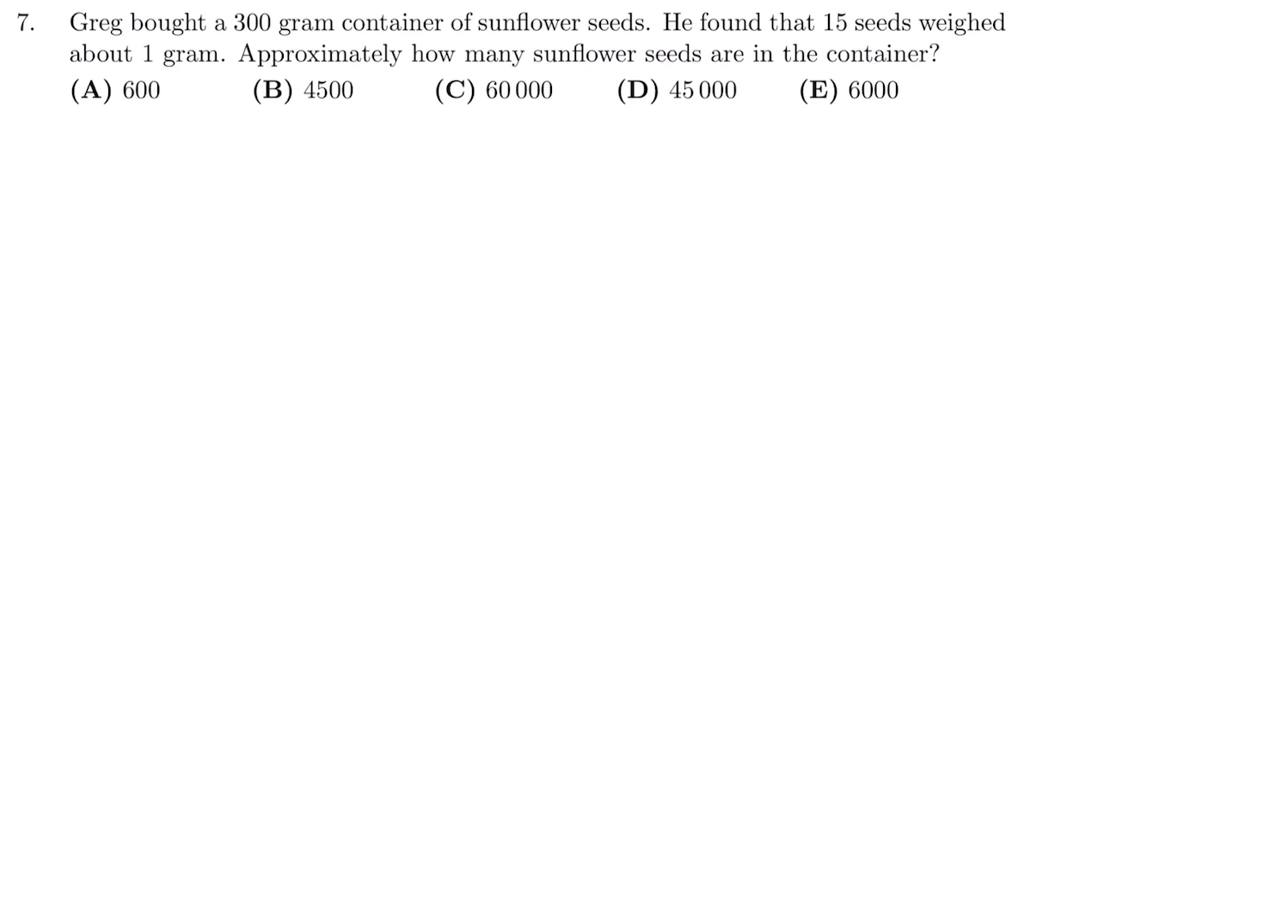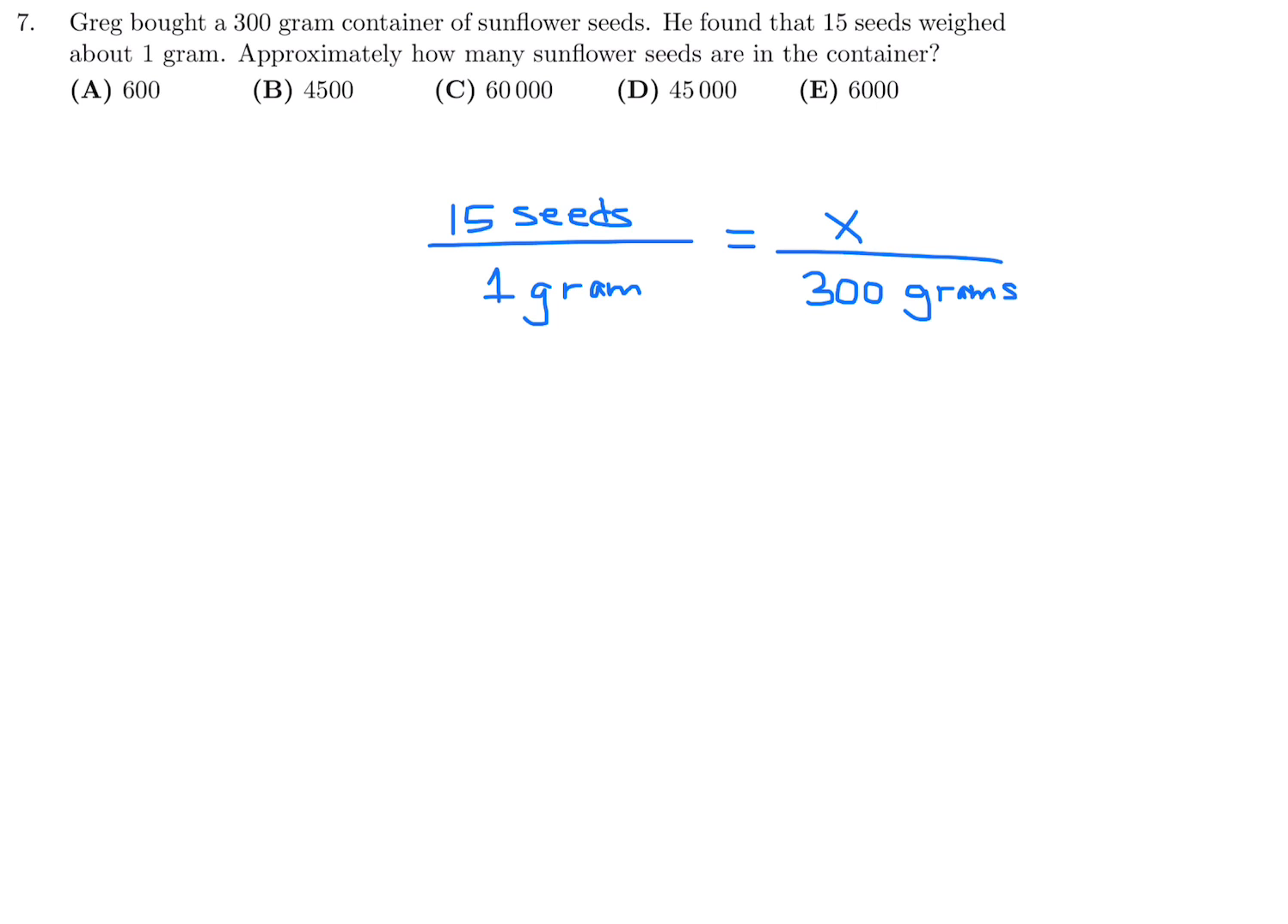Greg bought a 300-gram container of sunflower seeds. He found that 15 seeds weighed about 1 gram. Approximately how many sunflower seeds are in the container? So 15 seeds are in 1 gram, and we have to figure out how many seeds there are in 300 grams. So this is just a direct comparison. Cross multiply and you get x is equal to 15 times 300, and 15 times 300 is 4,500. And that's it. So number 7, the answer is B.